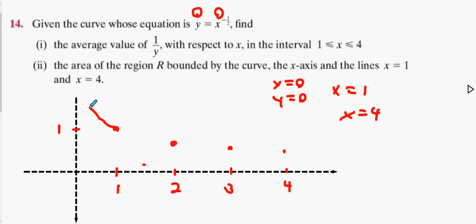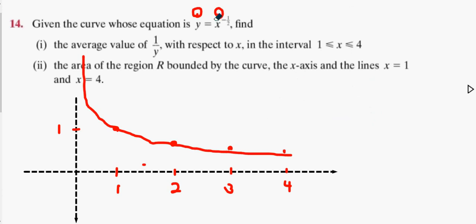but it can never be 0. Can anybody explain why it can never be 0? You can't divide by 0, exactly. So this function here is y equals 1 over x to the power of a half. What happens if x is 0? It's going to be 1 divided by 0. And is 1 divided by 0 allowed? No. Alright, we have a rough idea where our graph is, okay?